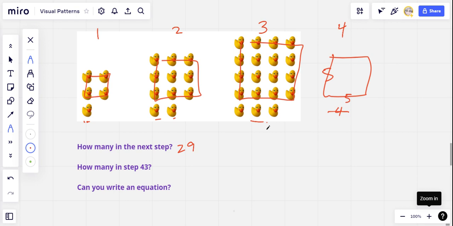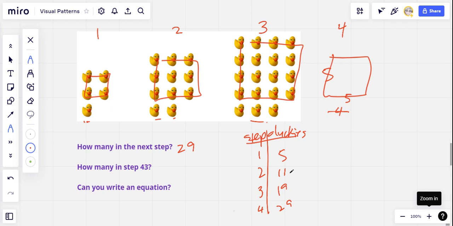Let's analyze the numbers here and see what kind of a pattern we're really dealing with. So I'm going to put the step number in a chart and the number of duckies. Okay, so in the first step we have 5 duckies, and this is 9, 10, 11 in the second step. And in the third step, that's 16, 17, 18, 19. And in the fourth step, we are predicting 29.